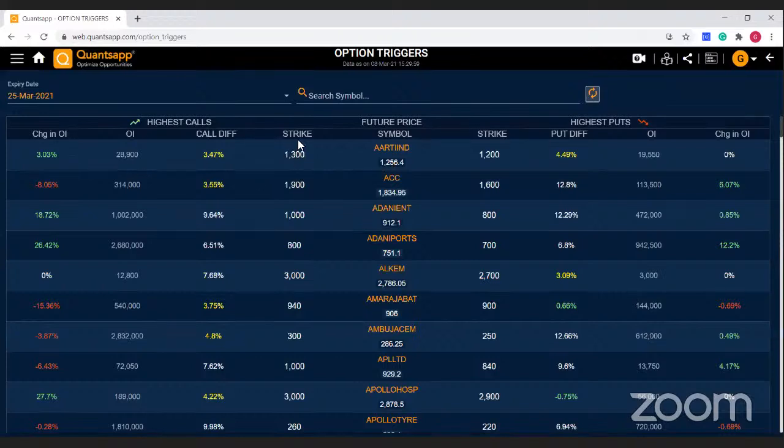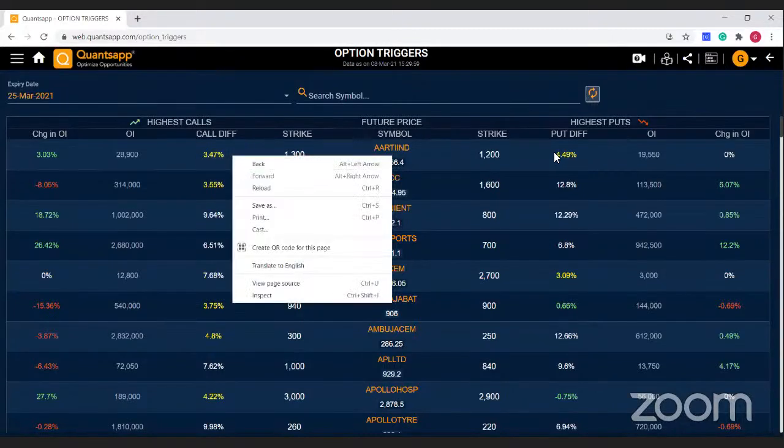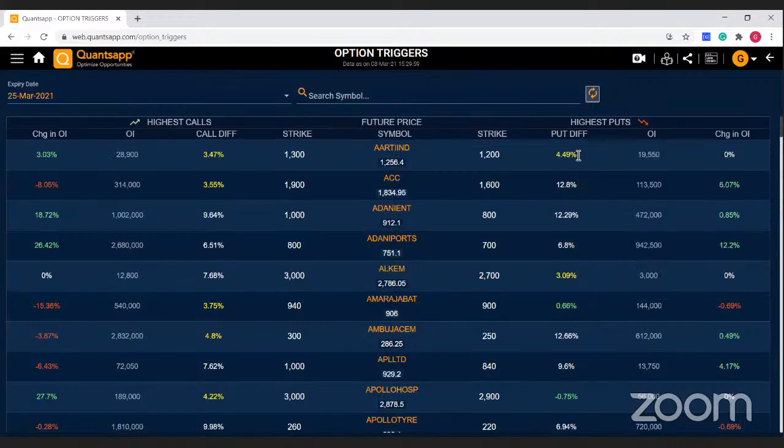Now we have understood the symbol, the future price, and besides it, the strike prices, so call strike and put strike. Now comes the call difference and the put difference, if you can see here. It tells how much the difference is in percentage terms. The difference of the highest call, that is 1300, to the future price of 1256 is nearly 3.5%, and the same on the put side is nearly 4.5%.